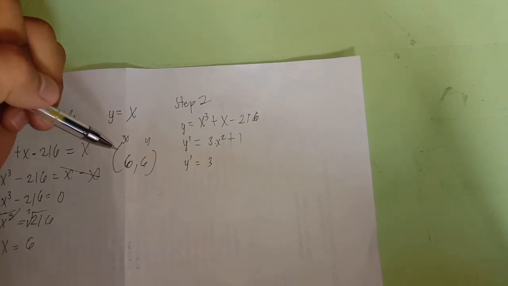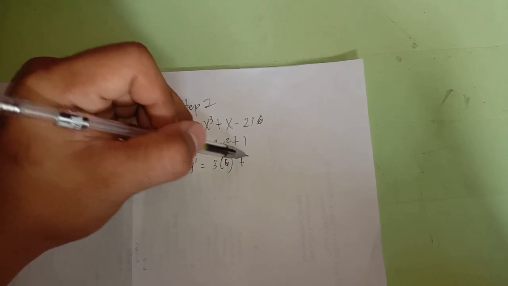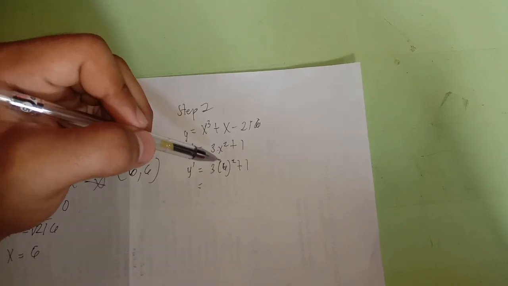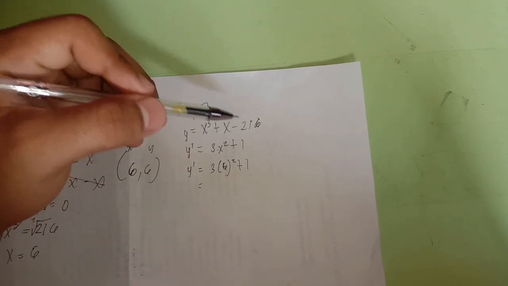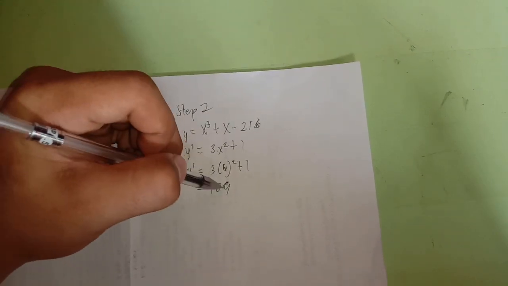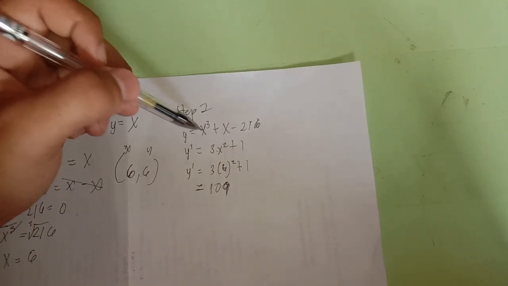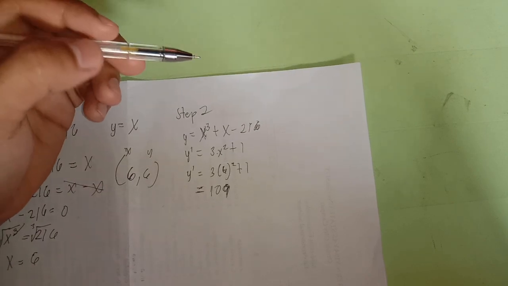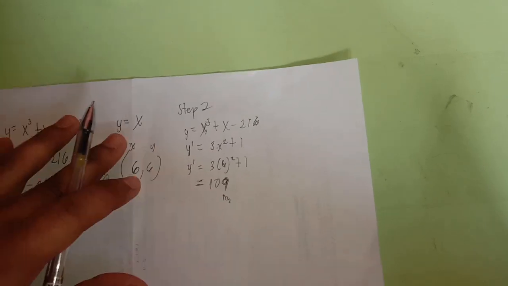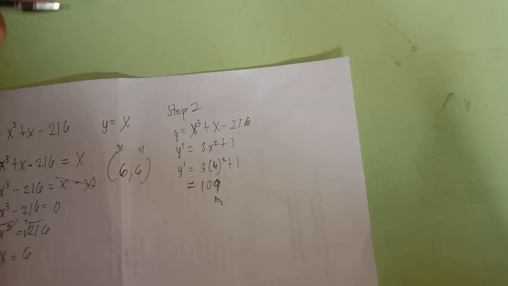What is the value of our x? It is 6, so 3 times 6 squared plus 1. 36 times 3 plus 1 equals 109. So this is the slope of our first curve. I will say this is the M2. This is the slope. This is the M2.